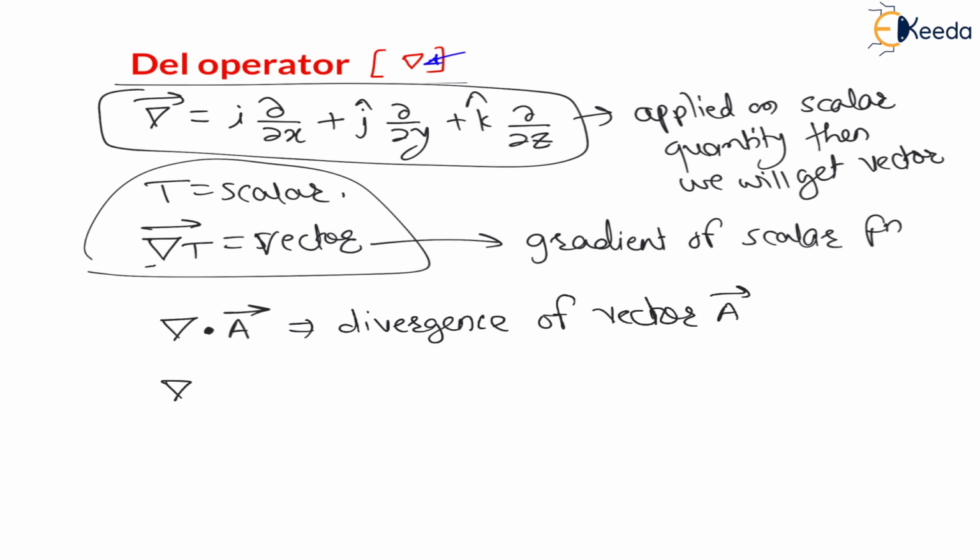If this del operator is applied with cross product on vector a, whenever this del operator is applied on vector a, this is a vector, but earlier it was a scalar, then we got, if the del operator is applied on a scalar, we got the gradient of the scalar function. When the del operator is applied on a vector quantity with dot product, it is the divergence of vector a. If this del operator is applied on a vector quantity with cross product, then we will get the curl of vector a.